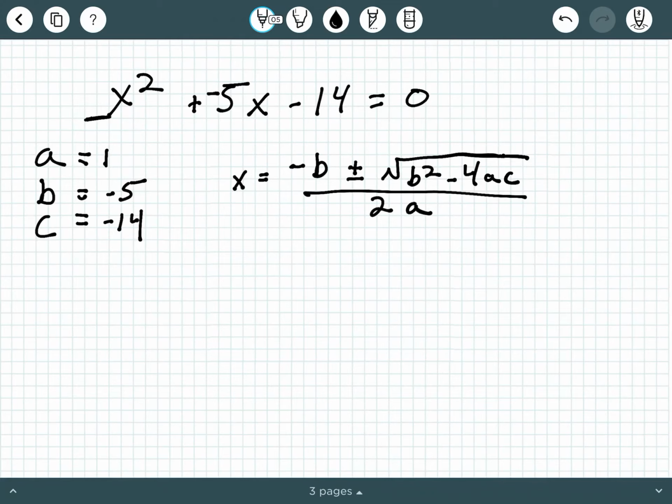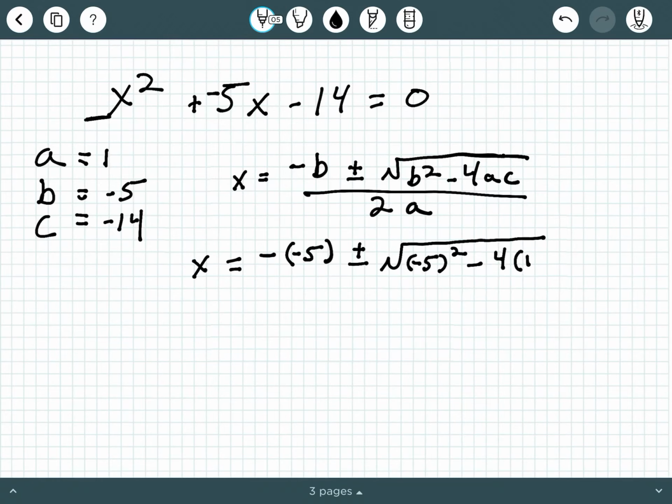Since we've already identified a, b, and c, we need to carefully plug those values in and then make sure we carefully follow the order of operations. So as we do that, we'll see that x is equal to negative 5. It'd be fine to just jump right ahead and put positive 5 there, but we'll start with that. And then we're taking the square root of b squared, so negative 5 squared minus 4 times a, which is 1, times c, which is negative 14. And then that's all over 2 times 1.